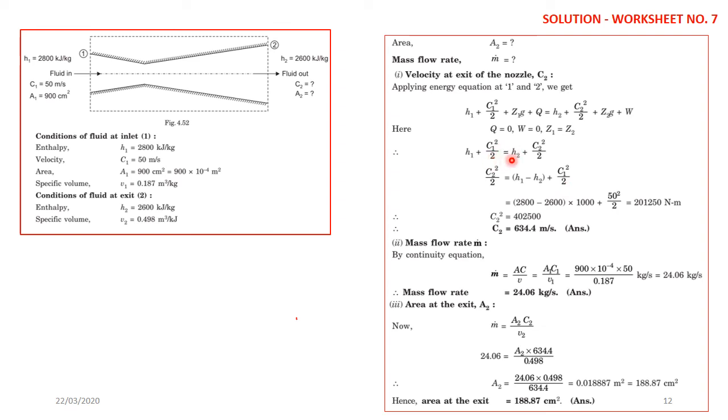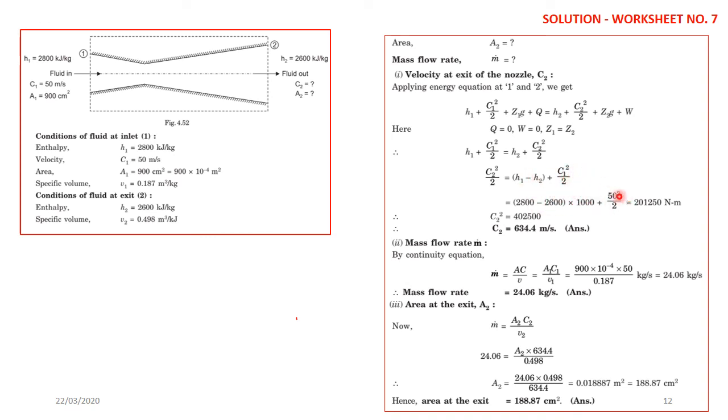We already discussed this for the steam nozzle. So I am keeping C2 square by 2 on the right hand side itself. I am bringing the H2 to the left hand side, so H2 will become negative. So H1 minus H2 plus C1 square by 2. Now from the given data we know the enthalpy H1, we know H2, into 1000. It is very important because here the enthalpy is expressed in kilo, so I have to convert to joules. So multiply by 1000.